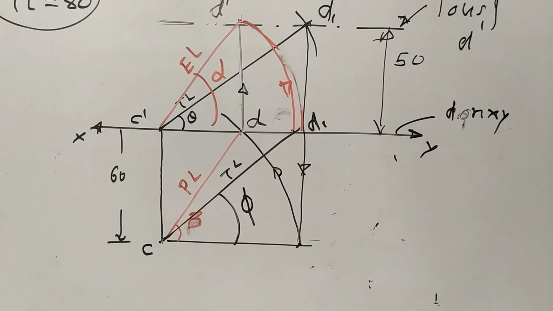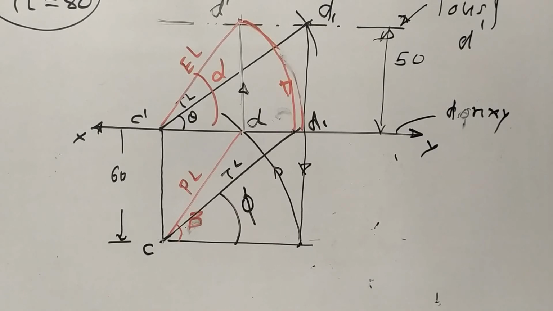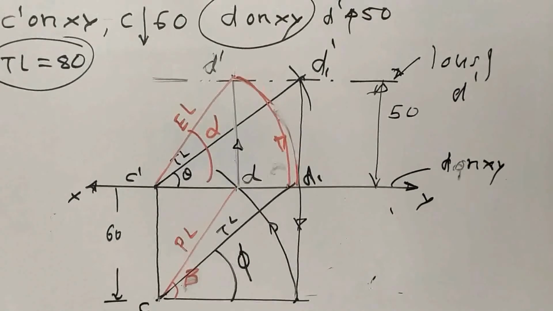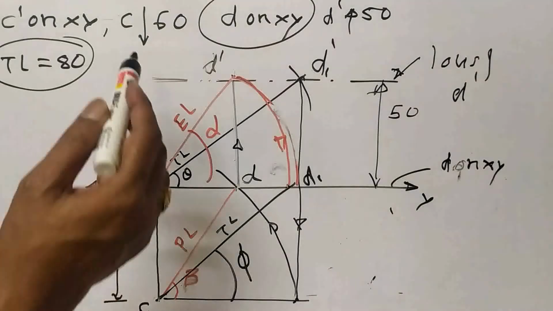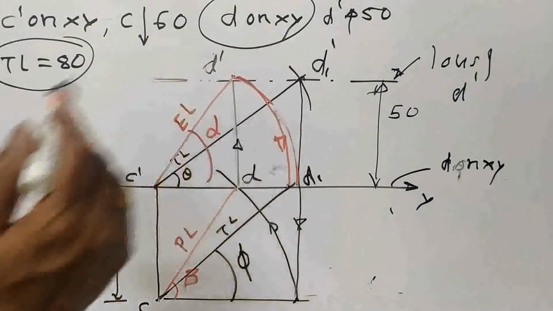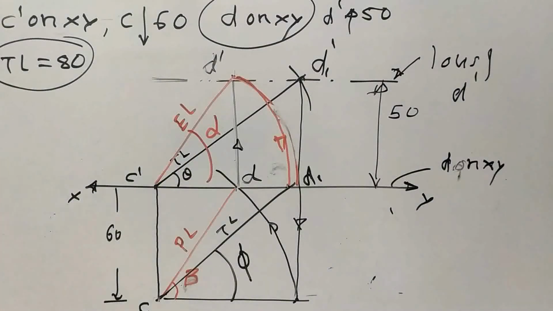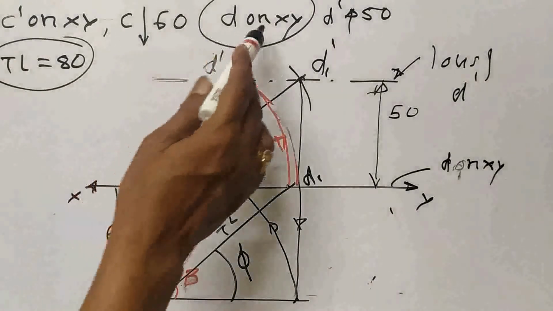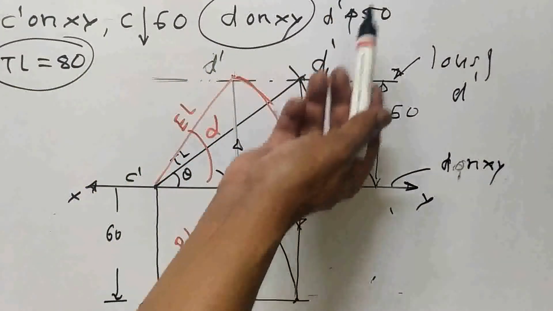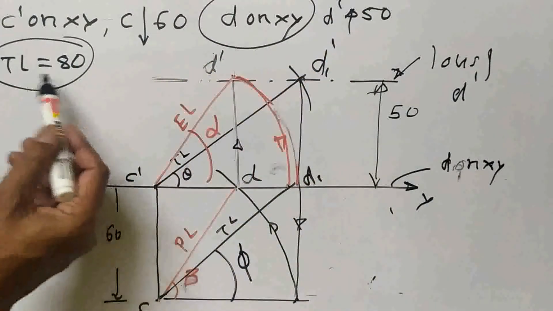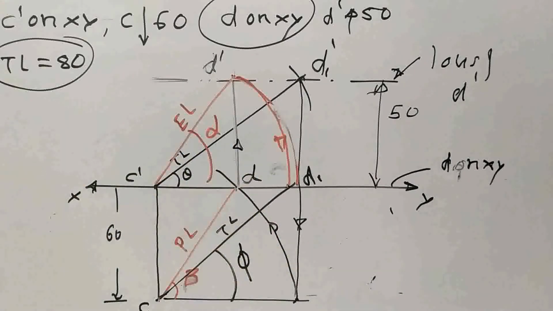So the problem data is given. C is on XY, C dash is on XY, which means C is on HP, and C is in front of VP by 60. D is on XY. Why? Because D is on the VP, so its projection on HP comes on XY, and D dash is 50 mm above the HP. D dash in true length, and we have completed this problem. Okay, so this is the problem.